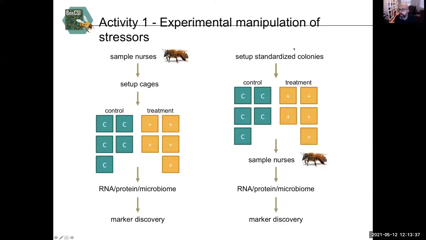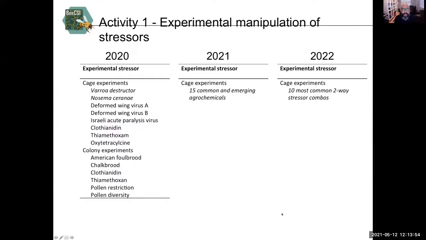Some of these experiments we are doing in colonies. Here the setup is we standardize colonies before the experiment, we allocate them to control and treatment, and then subject them to the experimental stressor, sample nurses, then do the omics on the back end for marker discovery.